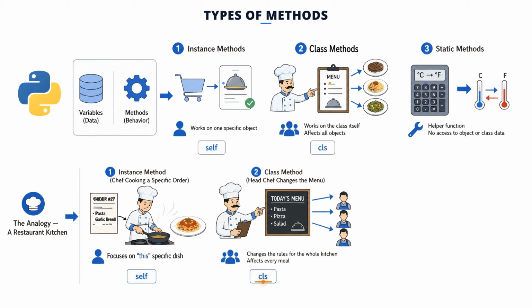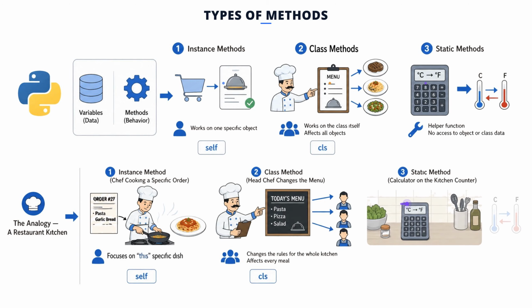Finally, on the right, a static method is like a calculator sitting on the kitchen counter used to convert temperatures. While the calculator is located in the kitchen for convenience, it does not need to know about the current orders or the menu to function. It just performs a specific independent task. We define these using the @staticmethod decorator.